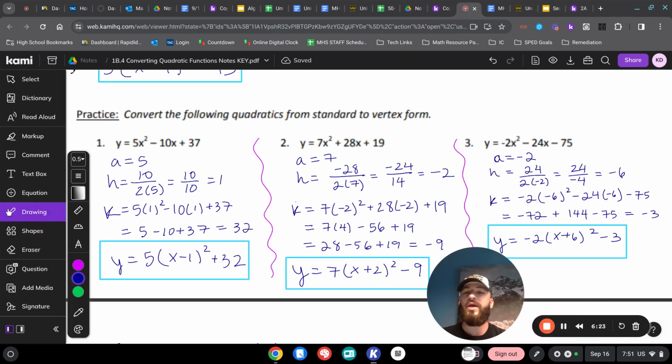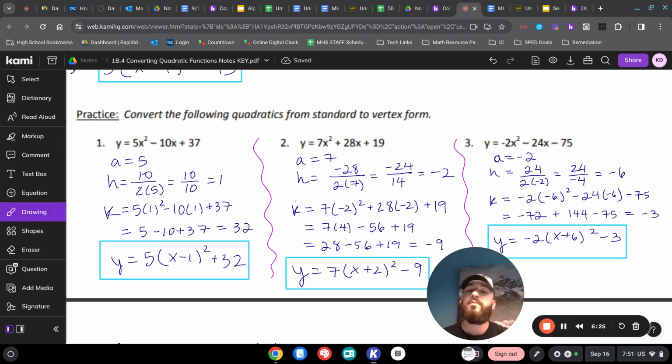All right, y'all, and just go ahead and check your solutions across. Pretty straightforward each time. We're identifying that A. We're plugging into our H equals negative B over 2A formula each time, simplifying that, and then plugging into our standard form to solve for K. And then once we have each of our 3 pieces, we're just plugging that in to our vertex form.